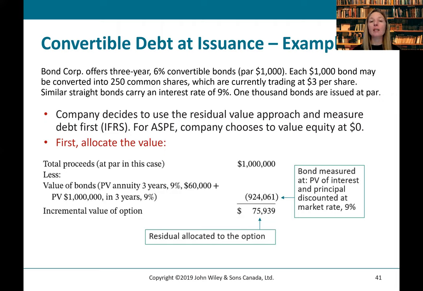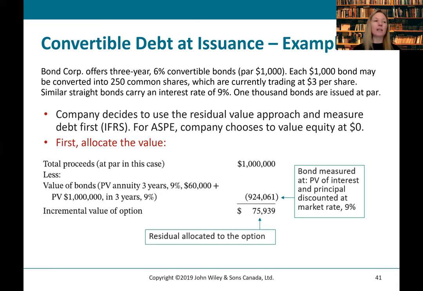The company records under IFRS, so they have to use the residual value approach and they have to measure the debt first. That's what IFRS requires. So let's take a look at how we would calculate that. The interesting thing about this is that we need to value the debt. And hopefully we remember chapter 14, because we are going to need to whip out our financial calculators and measure this debt from the information that's provided.